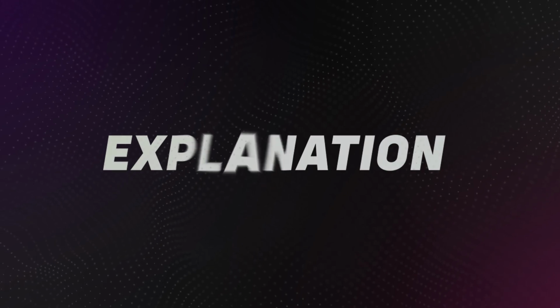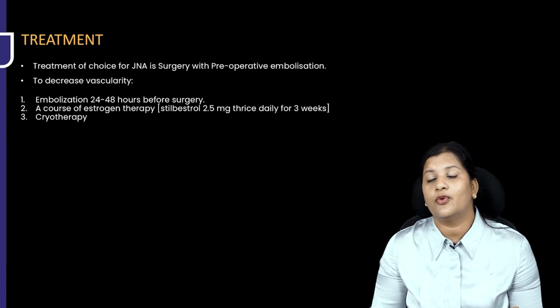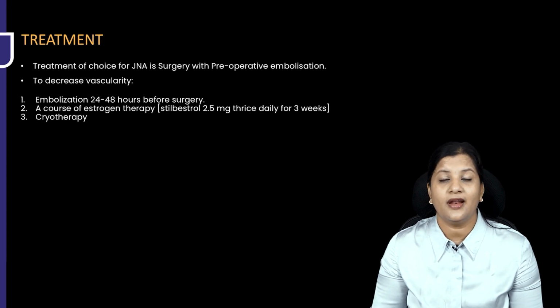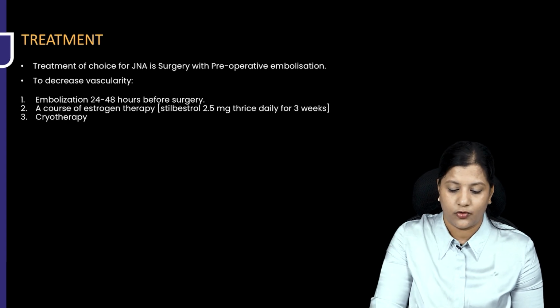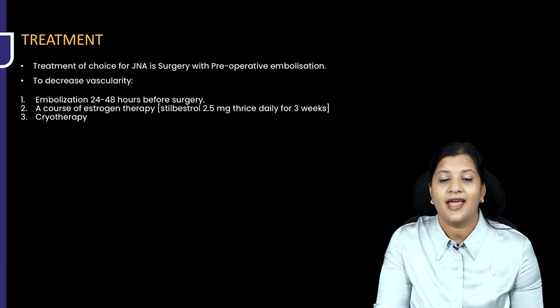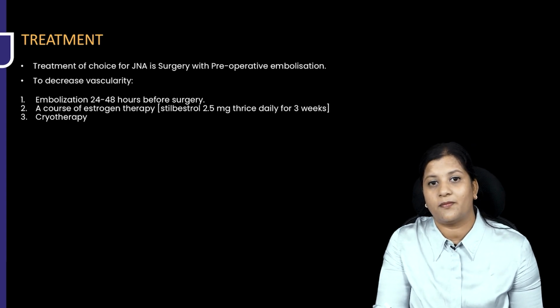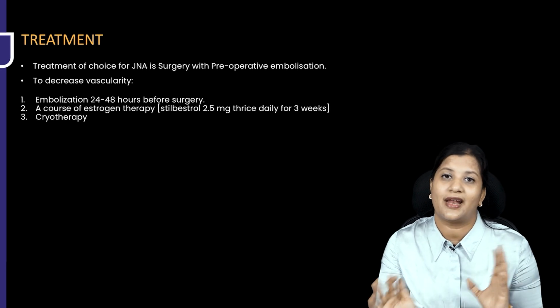Here's the explanation. Now, what is the treatment for juvenile nasopharyngeal angiofibroma? The treatment is embolization followed by surgical excision. So you have to block the feeding vessel to the tumor and then excise the tumor. Now to reduce the vascularity, we can embolize. We can give a course of estrogen therapy. We can give a course of cryotherapy that would reduce the vascularity of the tumor, and then we can do the surgery.